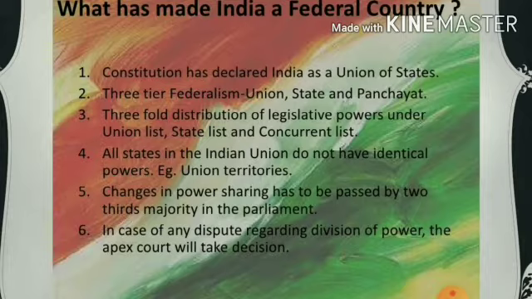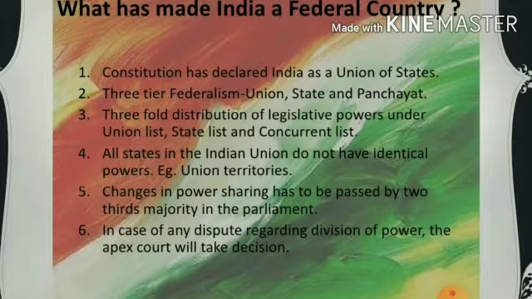Three-tier federation: union, state and panchayat. Threefold distribution of legislative powers under union list, state list and concurrent list. It means that the levels of government deal with certain issues. The issues which are dealt with only by the central government all come under the union list. The issues dealt with only by the state all come under the state list. And the issues which can be dealt with by both union and state come under the concurrent list.